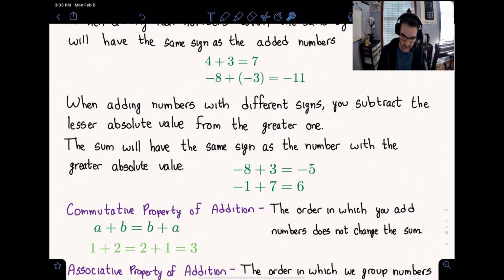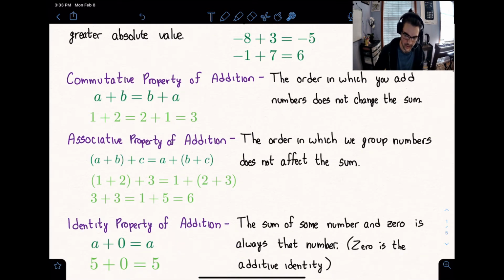So right here we have negative 8 and 3, but if we look only at the absolute values, the 8 is greater than the 3. So because this negative 8 has a higher absolute value, we know immediately that our solution will also be negative. Likewise with this one over here, with negative 1 plus 7, the positive 7 has the higher absolute value of the two terms, so we know that when we add them, our answer will also be positive, again, because this absolute value is greater than this one.